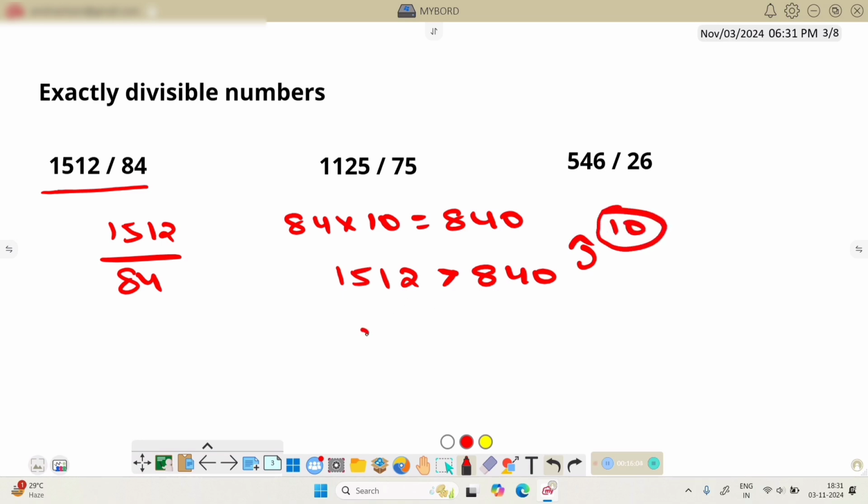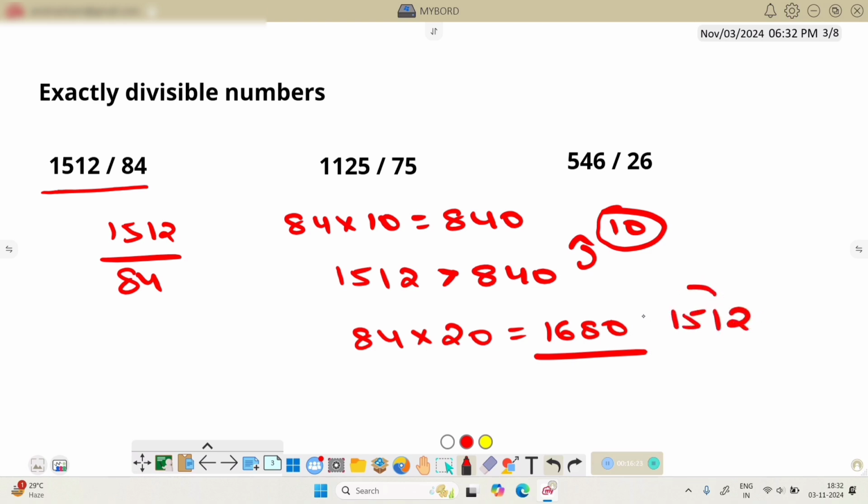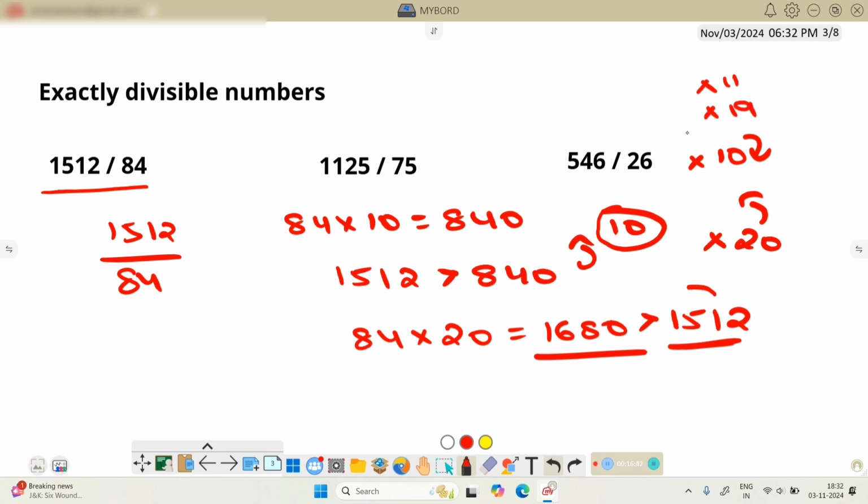Next, if you multiply 84 with 20, 2 4s are 8, 2 8s are 16, so you will get 1680. If you compare 1680 and 1512, 1680 is a bigger number, right? So 1680 is greater than 1512, that means your answer should be below the multiple of 20 and above the multiple of 10. So your answer should be between into 11 and into 19. Your answer should be in this range.